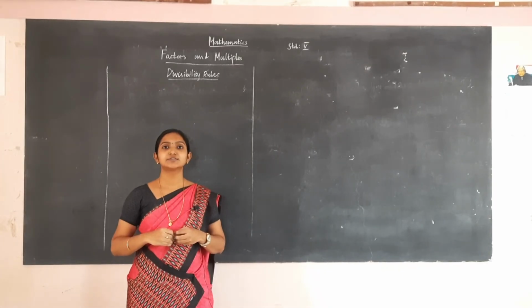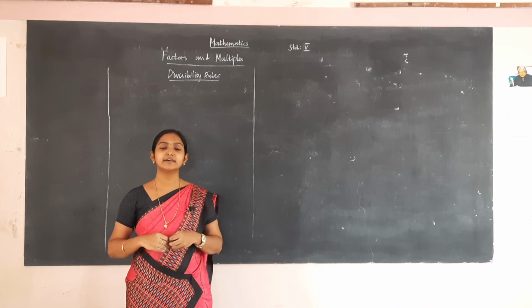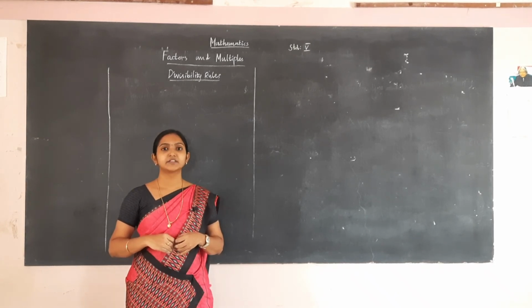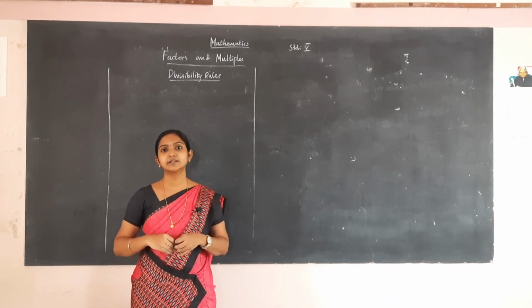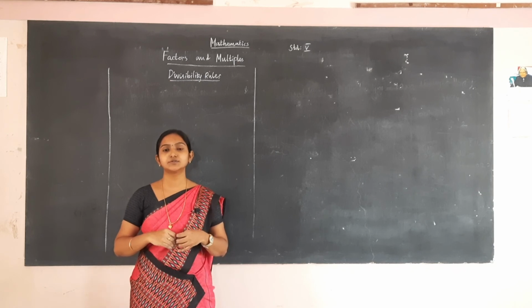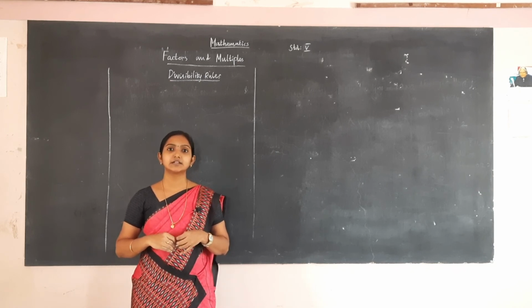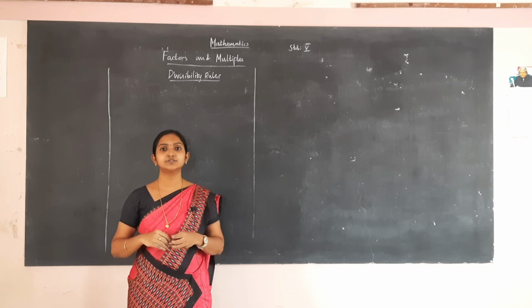Morning students, today we are going to learn about a new chapter, factors and multiples. We are going to learn about divisibility rules for numbers 2 to 10. First, let us learn about the divisibility rule for number 2.